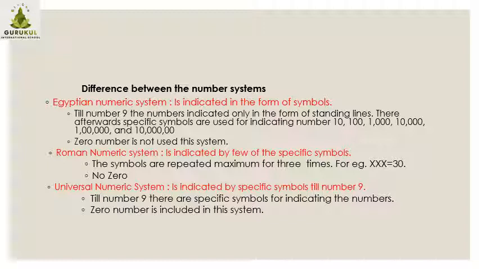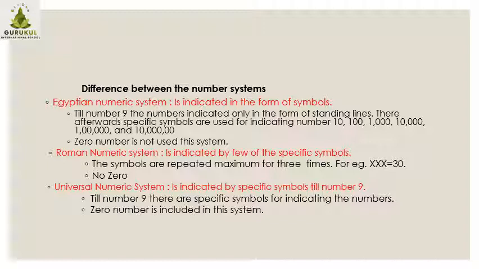Here also in Roman numerals, we will never find number 0. For 10, there is a specific symbol, X. For 50, there is a specific symbol, what? L. Then for 100, C. Like that. So there is no 0 in the Roman numeric system also.